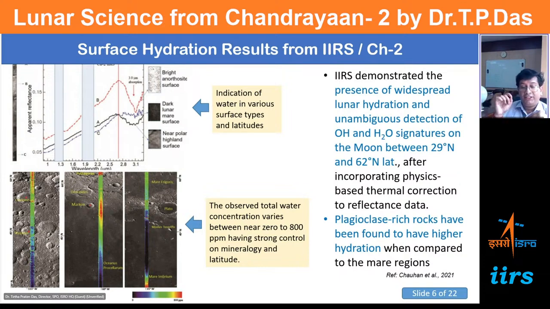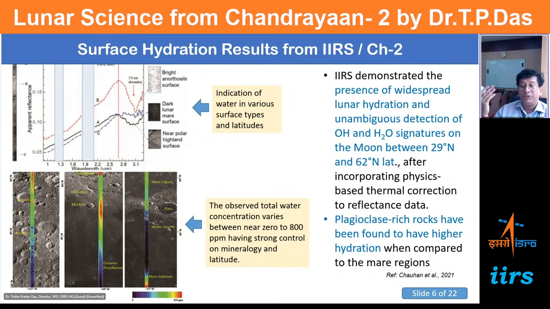Now, lunar hydration absorption at 3 micron has been observed to be present at all latitudes and surface types. Very important statement, my dear friends. All latitudes. It is not only at the poles. This water signature has been found at all latitudes and surface types with varying degree for all pixels in the study area between 29 degree to 62 degree.